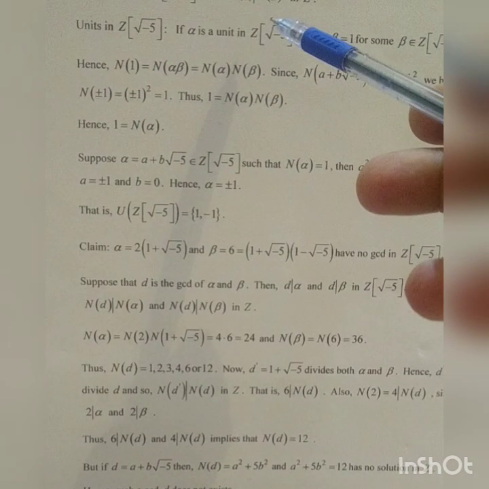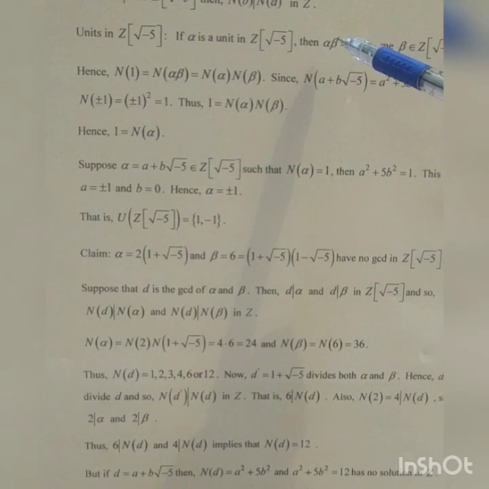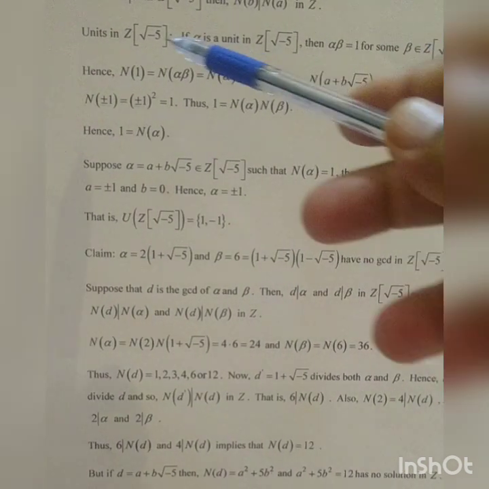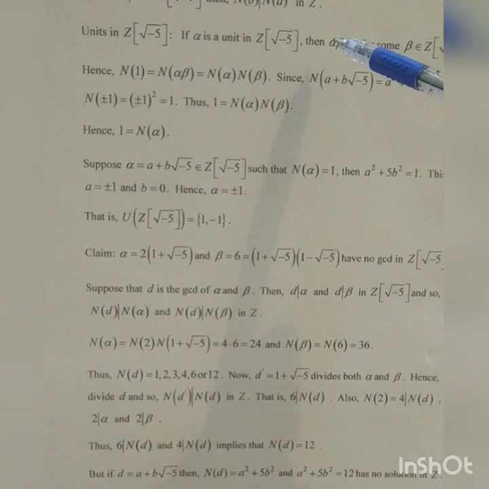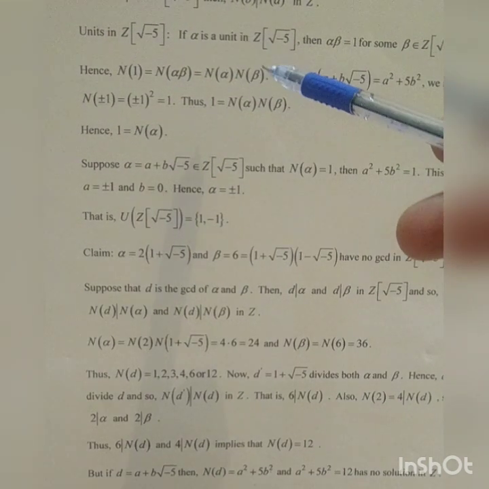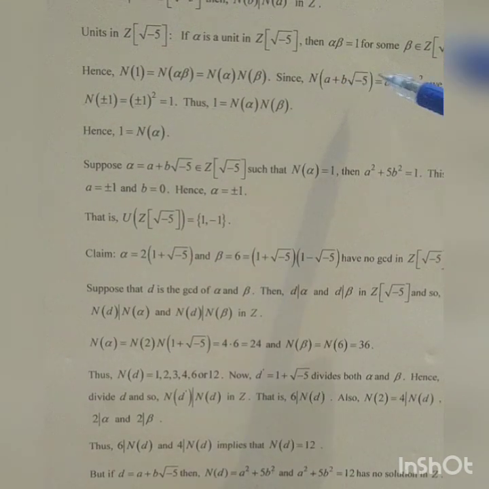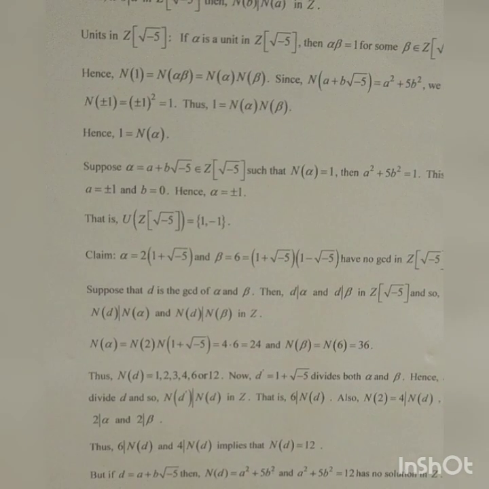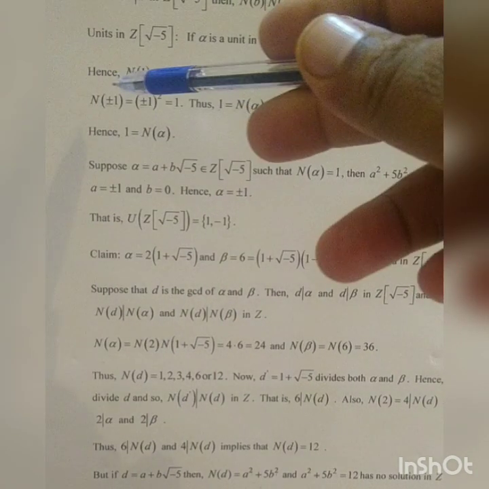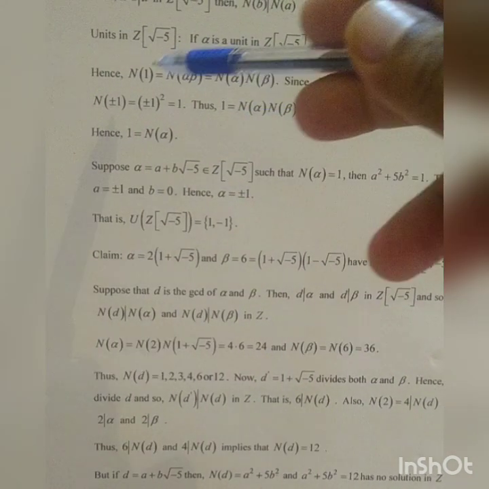Now, let's see what the units of Z of root minus 5 are. Suppose alpha is a unit in Z of root minus 5. Then obviously alpha will have a multiplicative inverse so that their product alpha into beta equals 1, where beta is the multiplicative inverse of alpha. Now, what is N of 1? N of 1 will be equal to N of alpha beta. But N of alpha beta is N of alpha into N of beta. And since we know that N of a plus b root minus 5 is a square plus 5b square, our N of 1 will be simply 1 square plus 5 into 0 square. So N of plus or minus 1 is 1. So N of 1 is equal to 1.